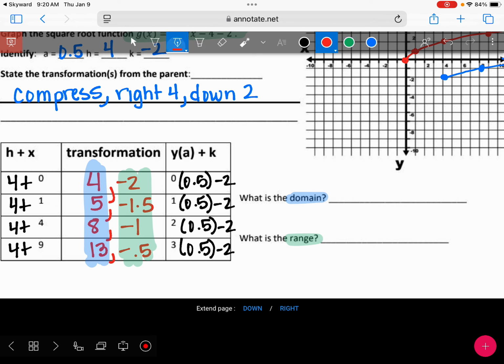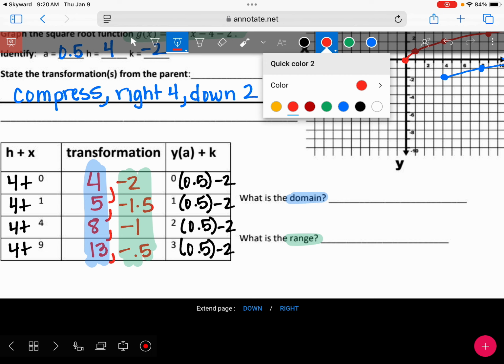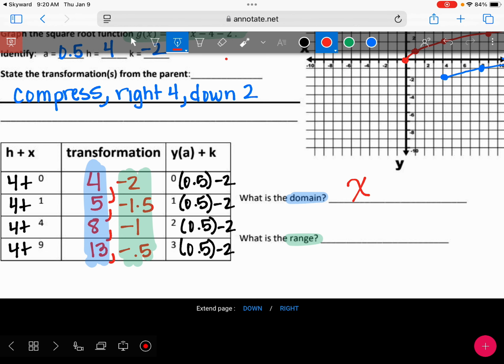What do you think we're going to put for our domain? X is what? Greater than or equal to what number? 4. Yep, thank you. Appreciate it. And our Y value is going to be the same. It's going to be greater than or equal to, and this one is -2.